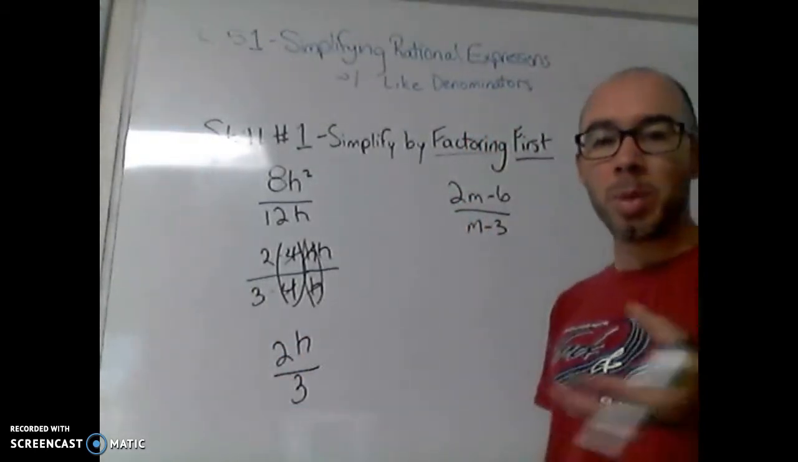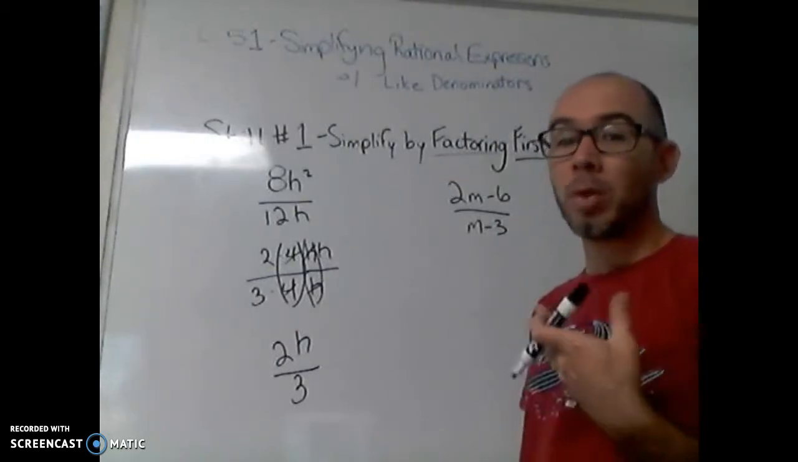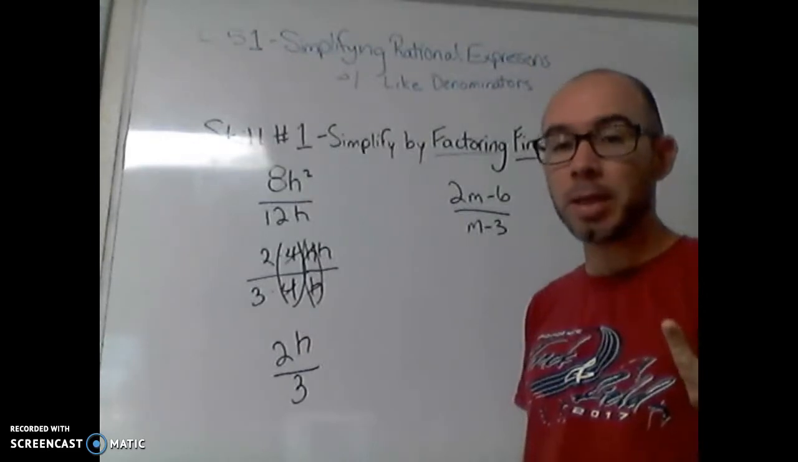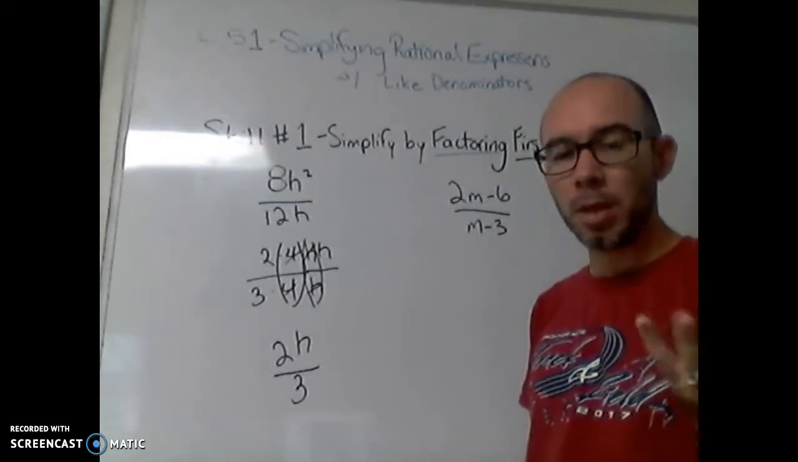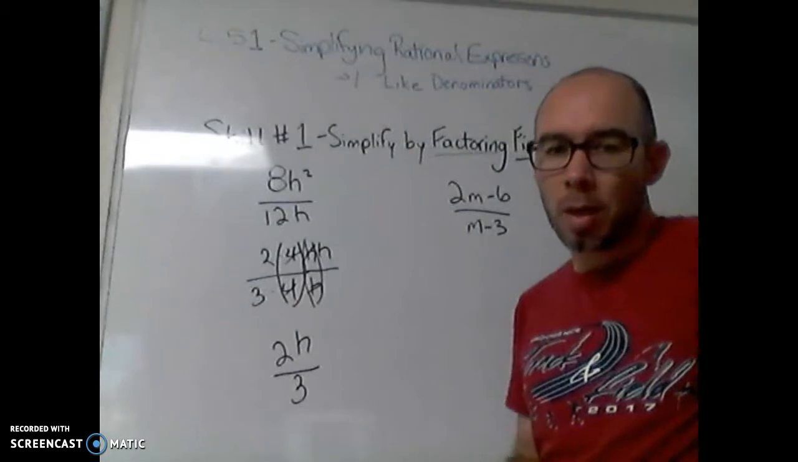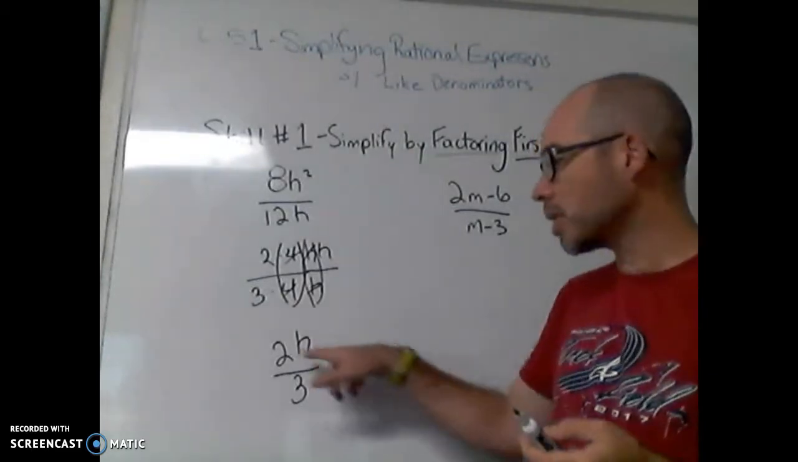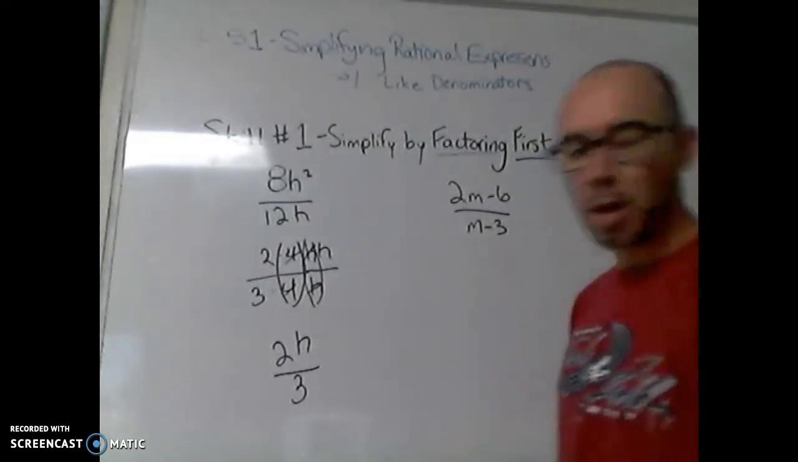So we solved the problem because now we don't have to worry about what h can't be, because there is no h in the denominator anymore. In the original equation, if h was 0, we would have a problem. But now we don't worry about if h is 0, because that would just be 0 divided by 3, and we solved our problem.